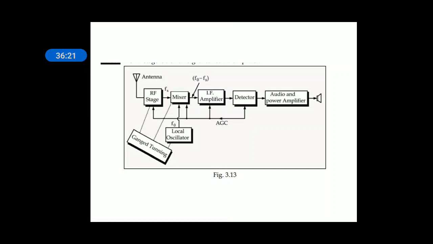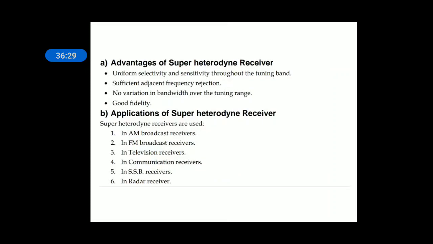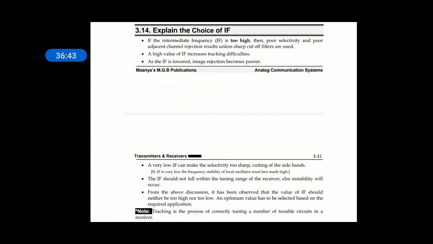Here the purpose of AGC is to have constant output irrespective of input variations, which is also a feedback circuit. Uniform selectivity is the advantage. Uniform sensitivity, no variation in the bandwidth, good fidelity, that means output is exactly the same as the input. And it is used in many receivers: AM broadcast, FM broadcast, TV receiver, SSB, radar, right?